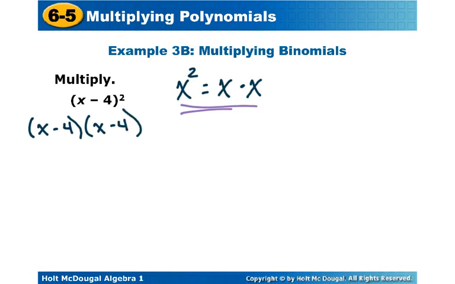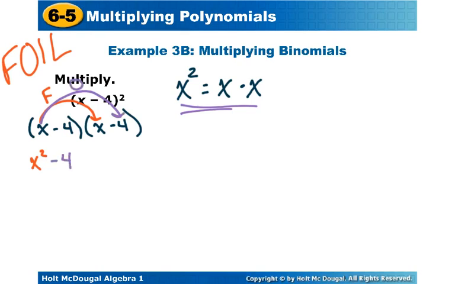And then all I got to do now is follow FOIL. So first, x times x, which gives me x squared. My outers, so the outermost, x times a negative 4, negative 4x. Inner, negative 4 times x is negative 4x. And then my last, negative 4 times negative 4, positive 16.